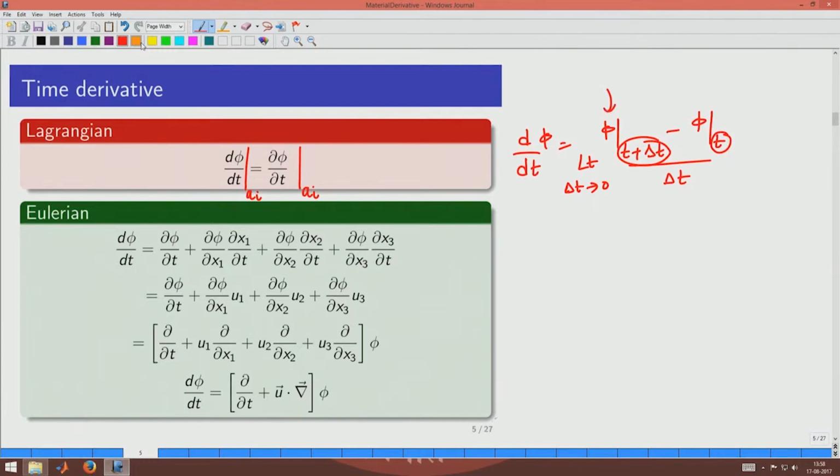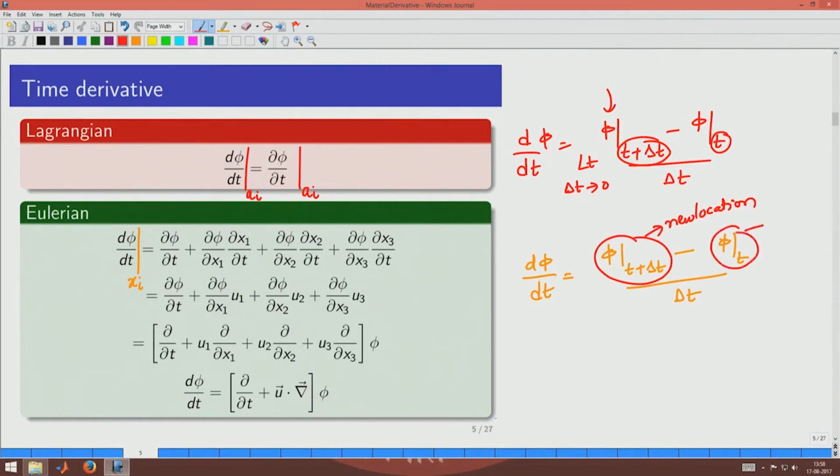But the same thing is not applicable when you come to Eulerian specification. If you take Eulerian specification, you look at this quantity. This quantity is actually at a spatial location xi. So, in this situation, you would write it this way: phi at time t plus delta t minus phi at time t, by delta t. Now, you see that here at t plus delta t, it has gone to another location, compared to this.